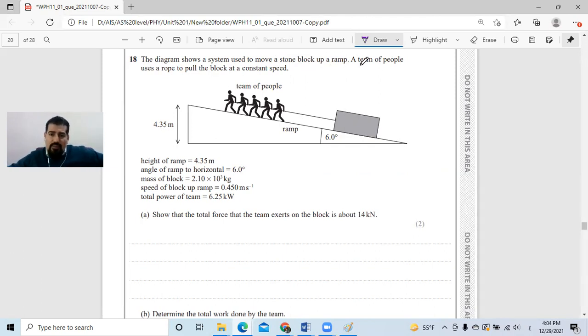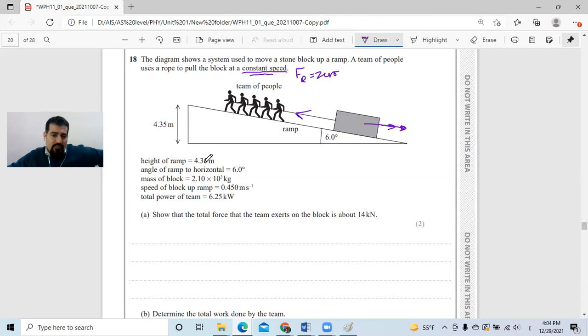The block is on a rope, a team of people used a rope to pull the block at a constant speed. This is a very unique word here, constant speed. That means the resultant force equals 0. Be careful. That means forces of pulling equal other forces downwards: friction and the component of the weight downwards.